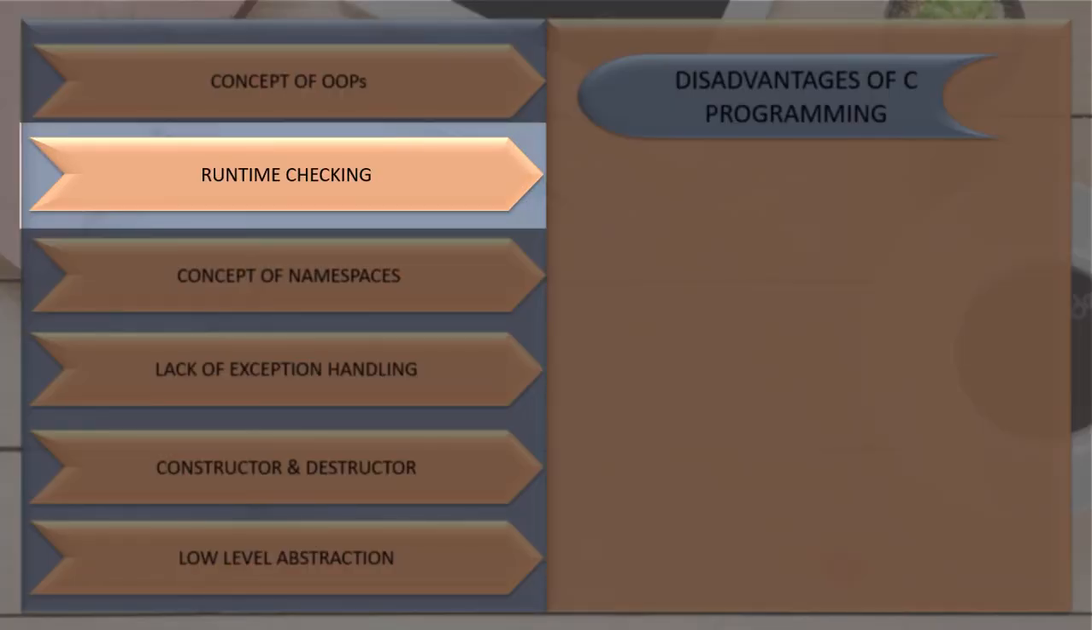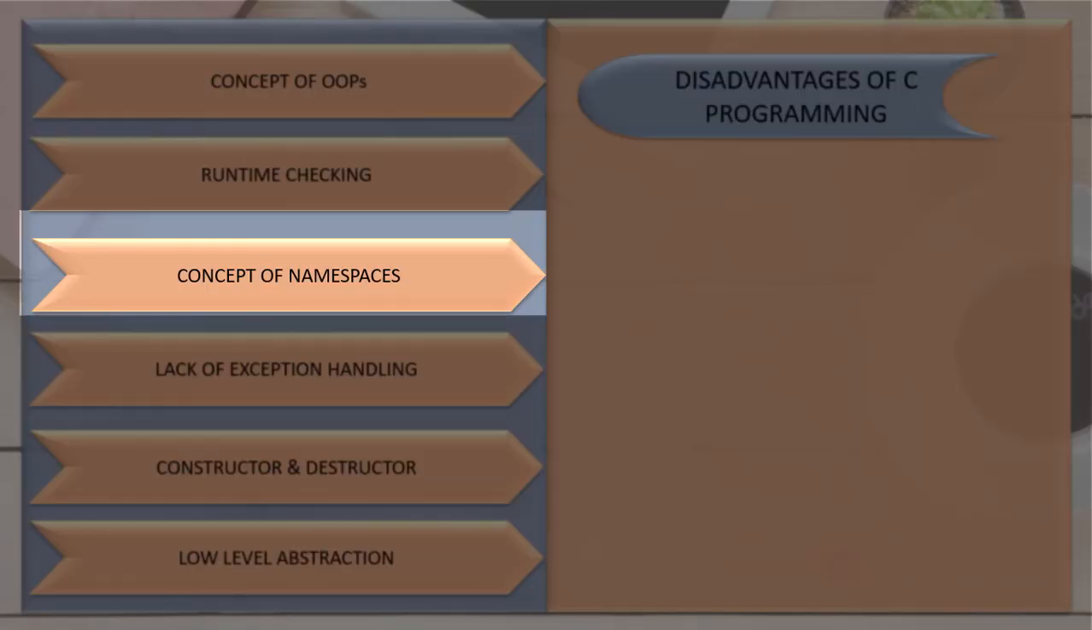Second one is runtime checking. In C programming language, the errors or bugs are not detected after each line of code. Instead, the compiler shows all the errors after writing the program. It makes the checking of code very complex in large programs. Concept of namespaces. C does not implement the concept of namespaces, but the question arises, what are namespaces? Namespaces are a structure, a chain of commands, to allow the reuse of names in different contexts. Without namespaces, we cannot declare two variables of the same name.